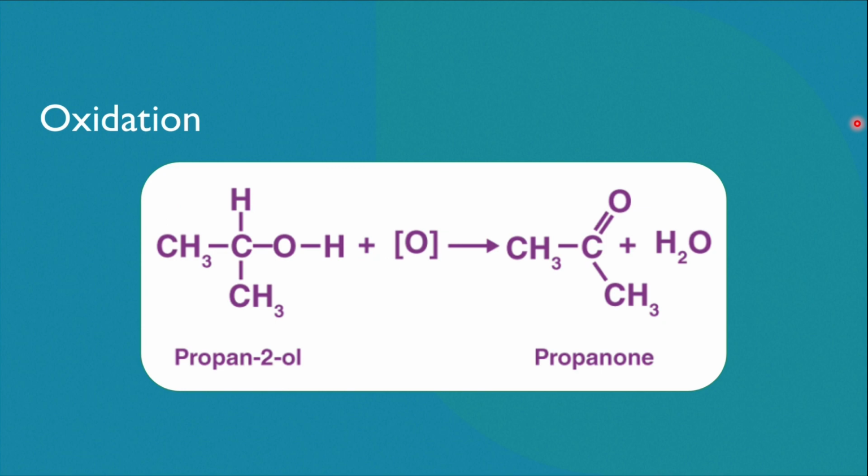Secondary alcohols are oxidized into ketones. The alcohol loses 2 hydrogen, and together with an oxygen atom, they form water as the byproduct. Ketones do not undergo further oxidation.